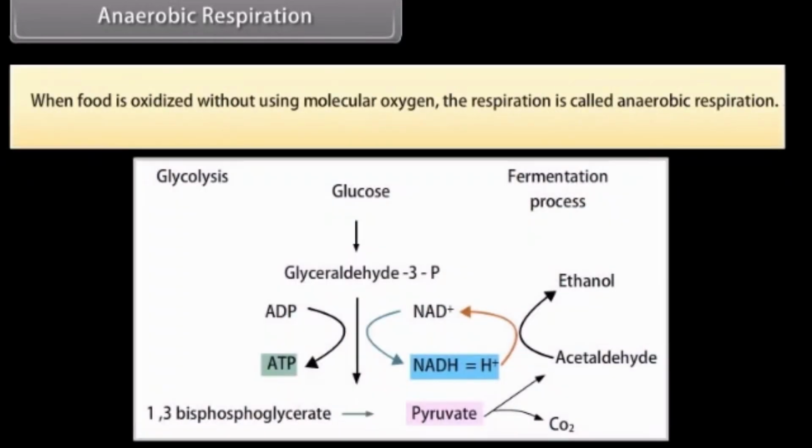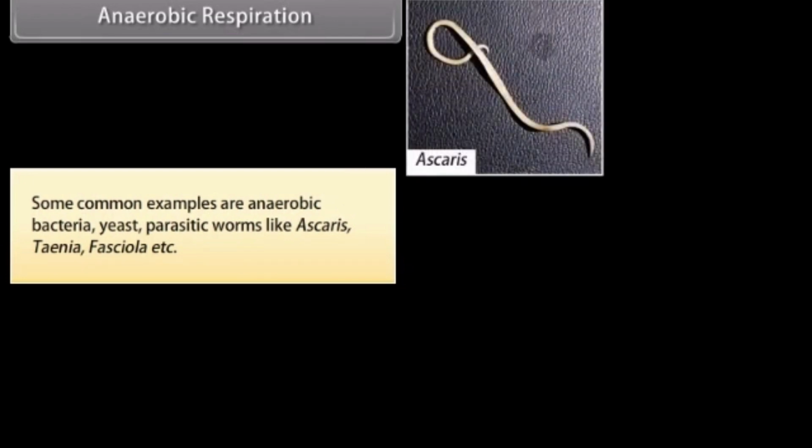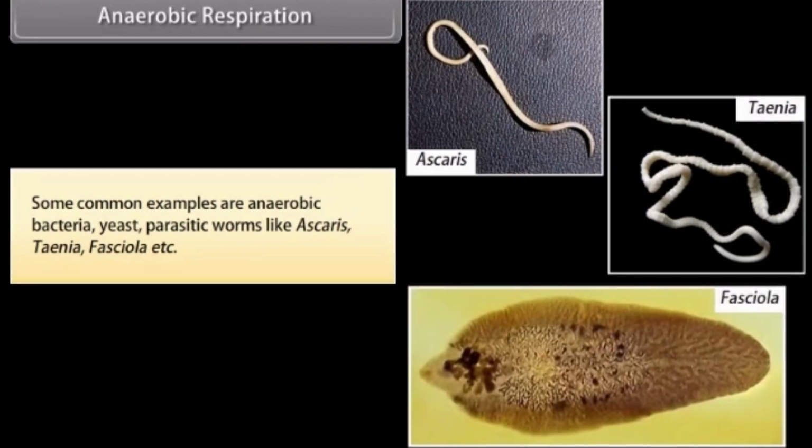Anaerobic respiration. When food is oxidized without using molecular oxygen, the respiration is called anaerobic respiration. Some common examples are anaerobic bacteria, yeast, parasitic worms like Ascaris, Taenia, Fasciola, etc.